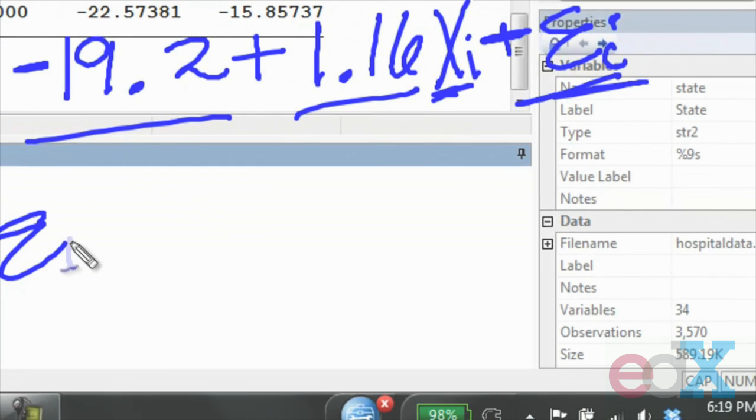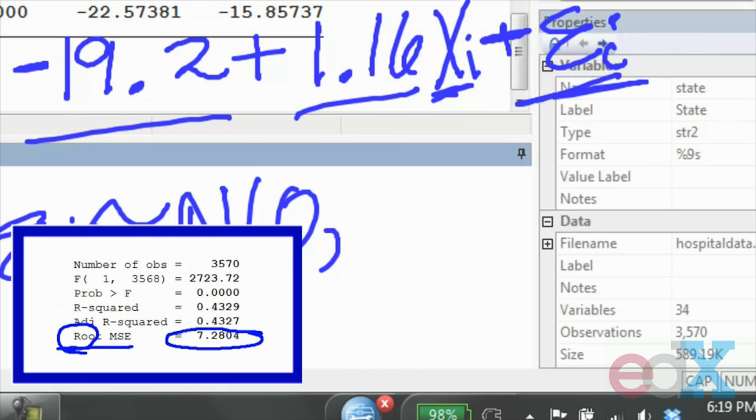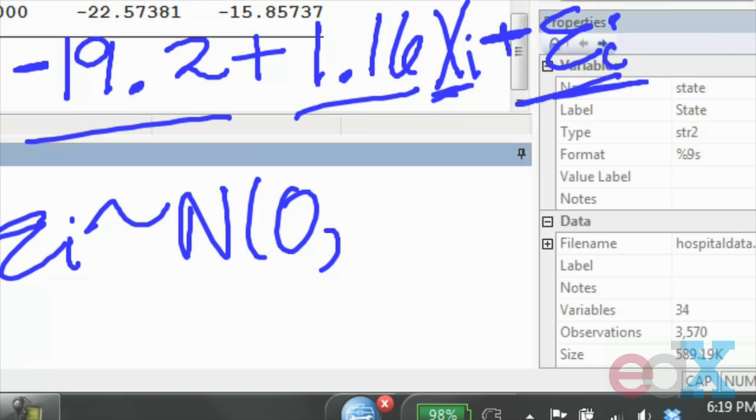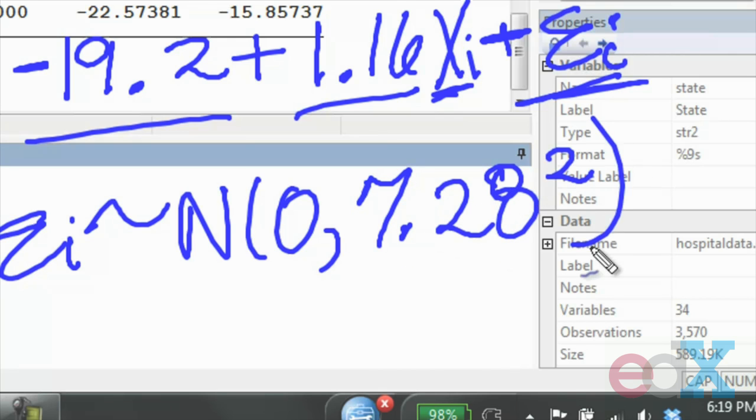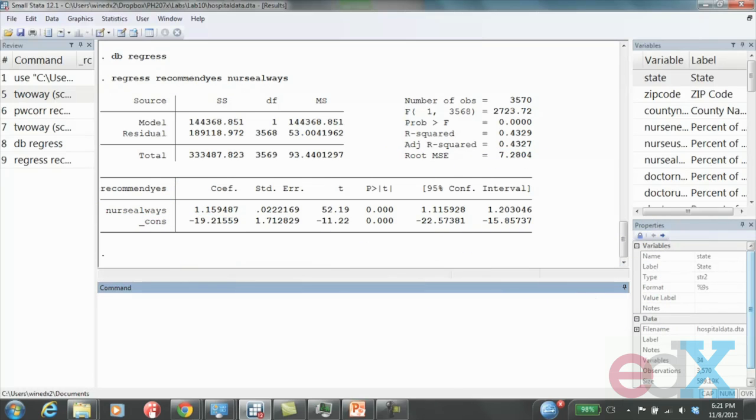And remember, we said this residual error follows a normal distribution with mean mu and some variance sigma squared. If I look up here where it says root MSE in Stata, this number gives you the value of sigma because it's the root MSE. So if I wanted to know sigma squared, it would just be 7.28 squared. So now I have my fitted regression model. These are all the pieces of information I need to know to completely characterize my fitted regression line. Now let's go ahead and interpret the parameters from our regression model.